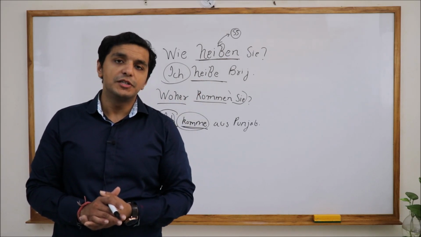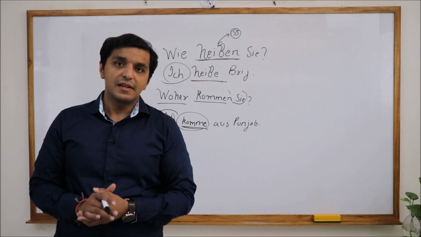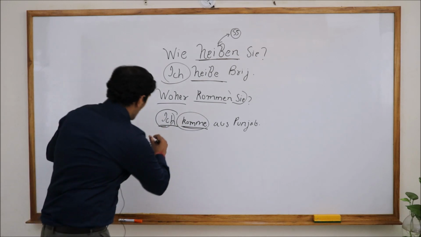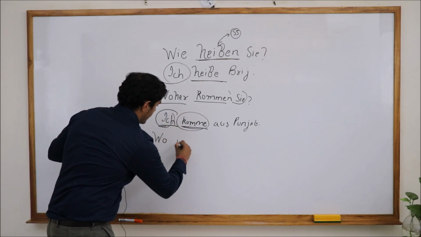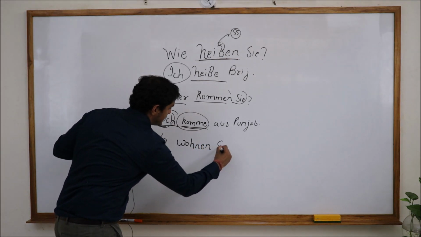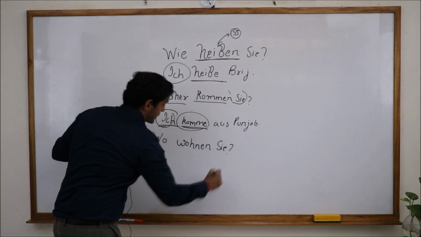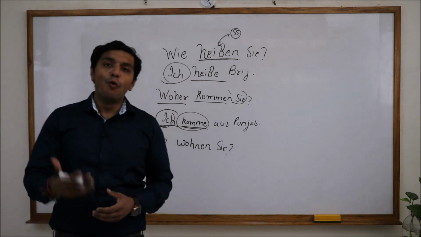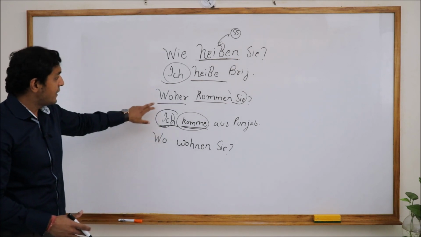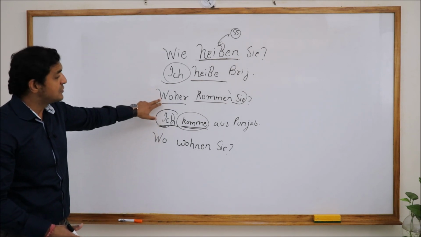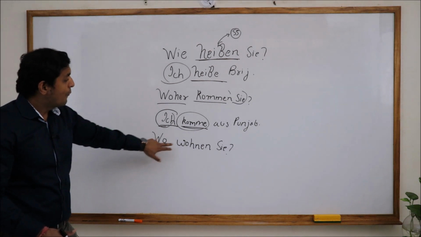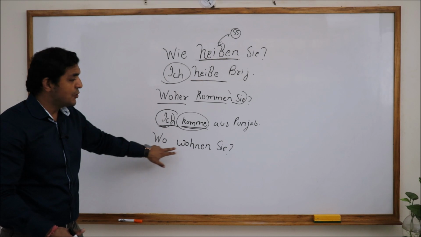The last question we will be doing today, before we summarize this class, would be where do you live? This is Wo wohnen Sie? Repeat with me again. Wo wohnen Sie? Here, wo, similar to woher, means where. Woher means where from. Wo means where. Wo wohnen Sie? Where do you live?